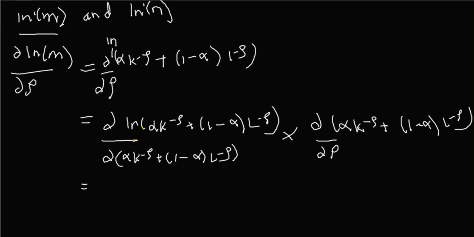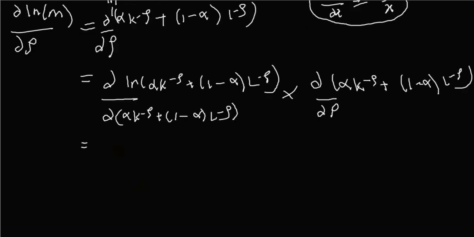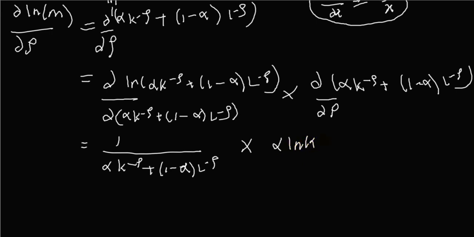I will use the rule of differentiation in case of log. Let's recall it: d ln x divided by dx equals 1 by x. I will use this rule, and using this rule we will get the value as alpha k minus rho plus 1 minus alpha L minus rho times. I will now differentiate this term with respect to rho. It will be alpha ln k minus rho, it's k, plus 1 minus alpha.